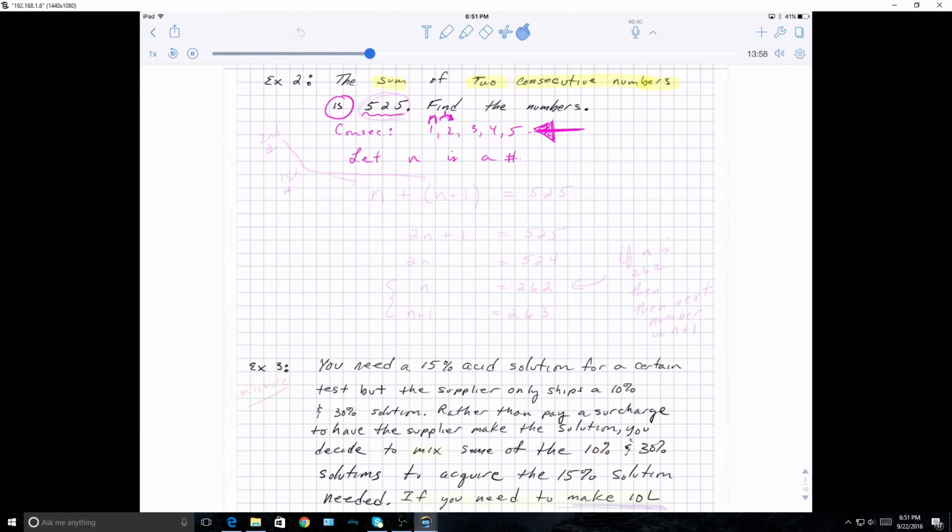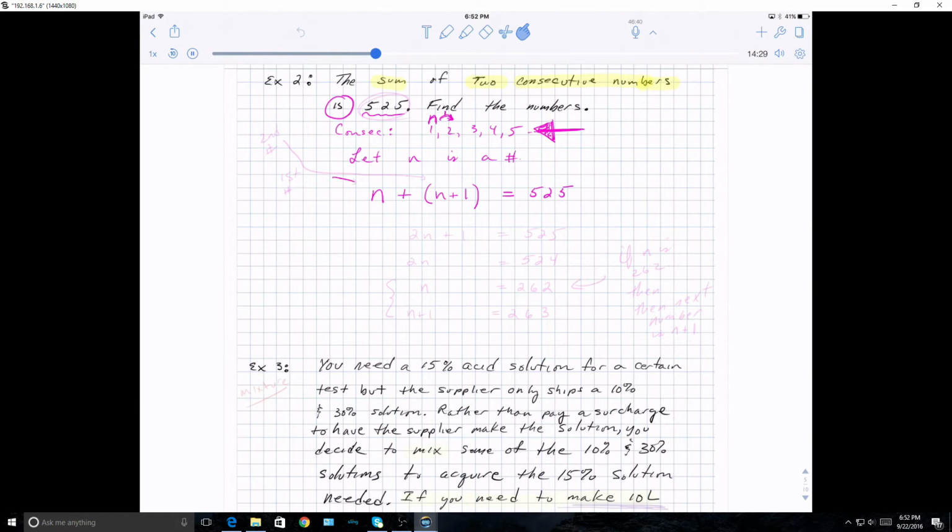So when we look at this all together, and we start to think about the consecutive numbers, I'm going to write it this way. The number n plus, well, how do I get to the next step? n plus 1, right? Because it's one step bigger than n, and that must be equal to 525.